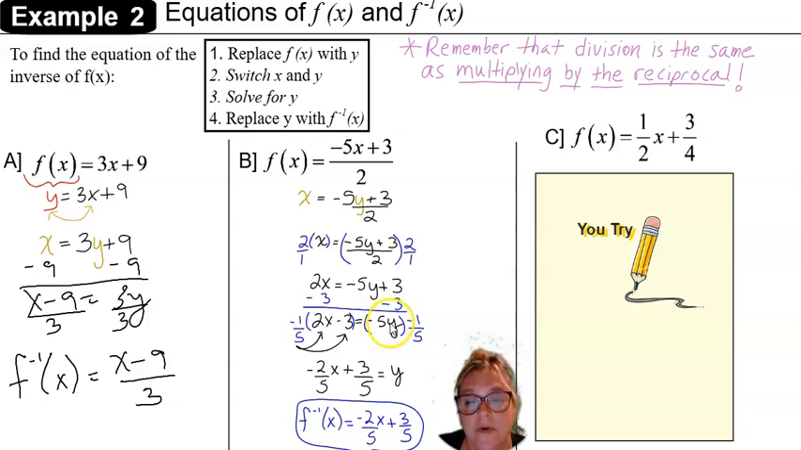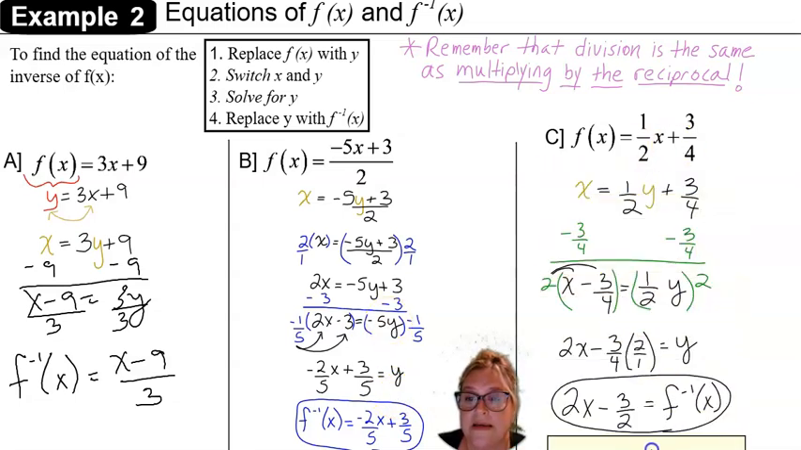To undo the multiplication of -5, we multiply both sides by the reciprocal of -5, which is -1/5. Then we've got to distribute over the parentheses to each term in the binomial, and we'll have -2/5 x plus 3/5 is equal to y. So f inverse of x is -2x over 5 plus 3/5.